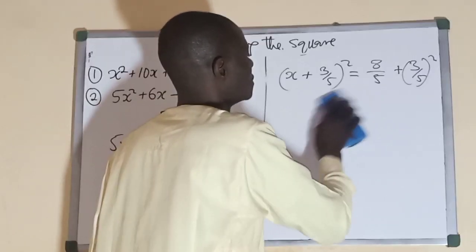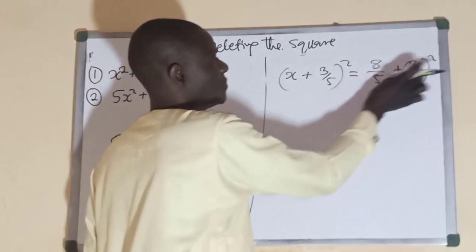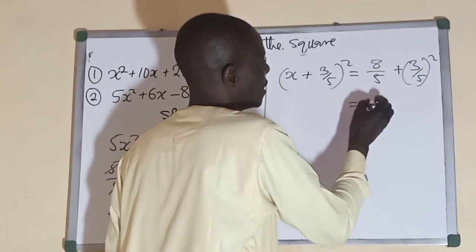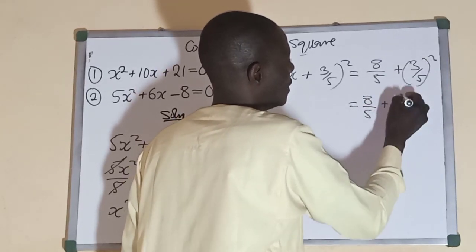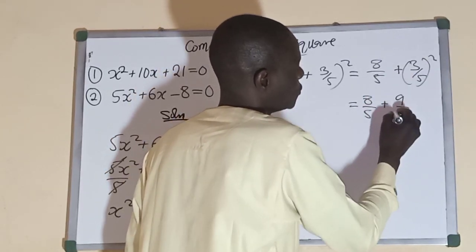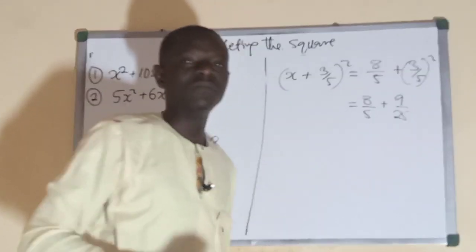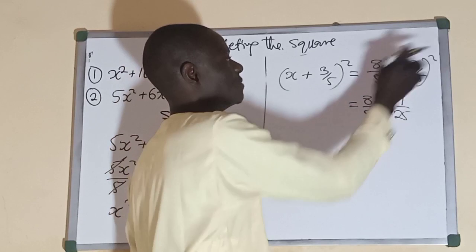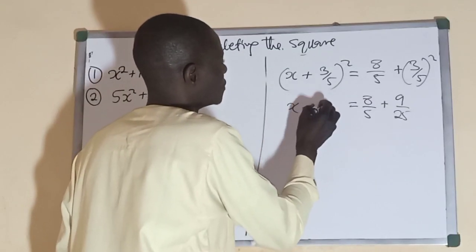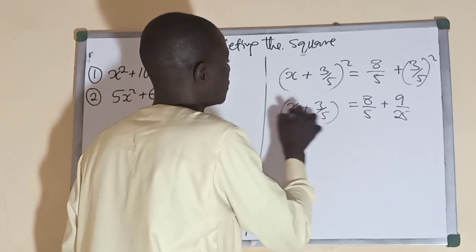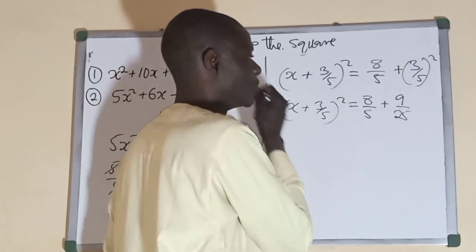Let me clean this. So the next thing is to what? Let us simplify this side. So here we have 8 all over 5 plus 9 all over 25. I hope you are following, because the square of 5 is 25 and the square of 3 is 9. Very simple. We have is equal to x plus 3 all over 5 squared. Are we following?